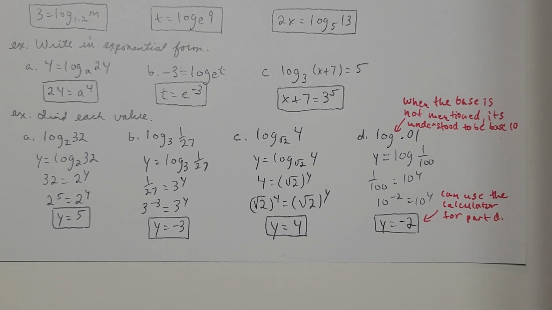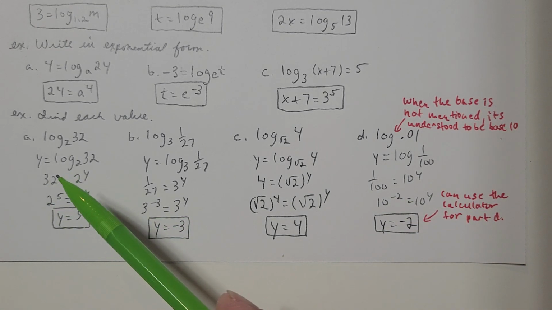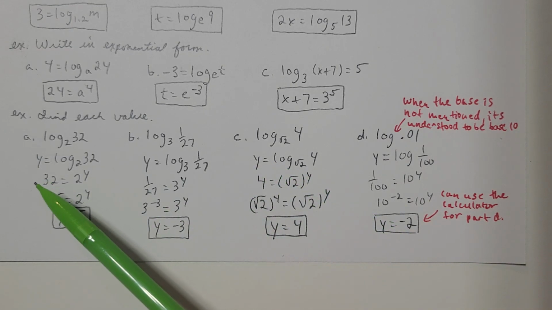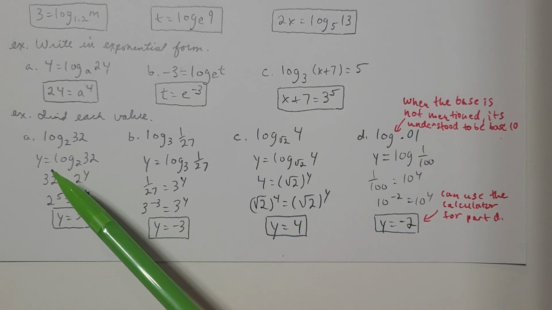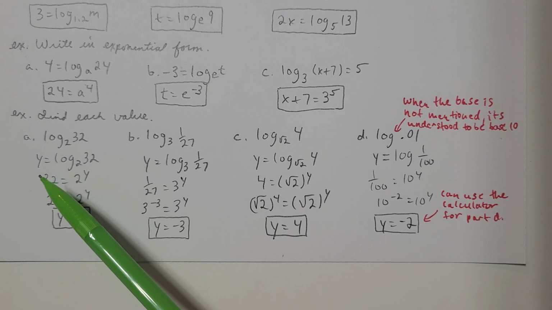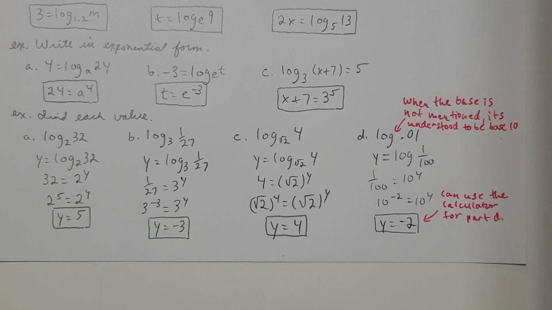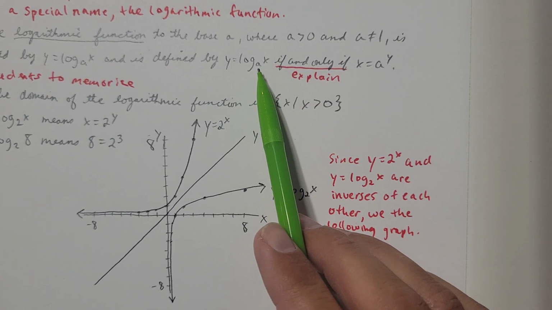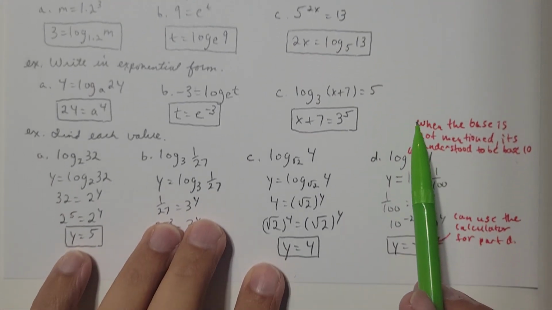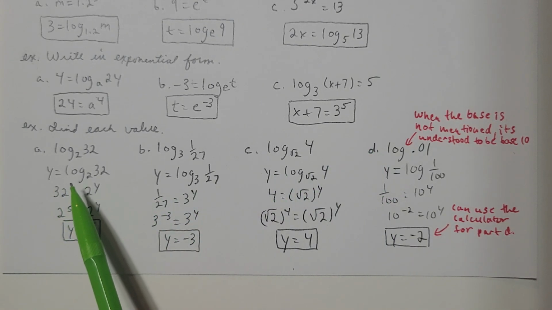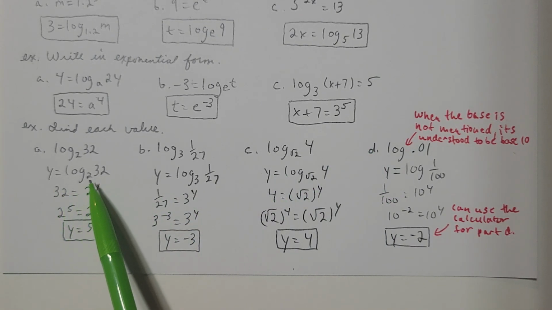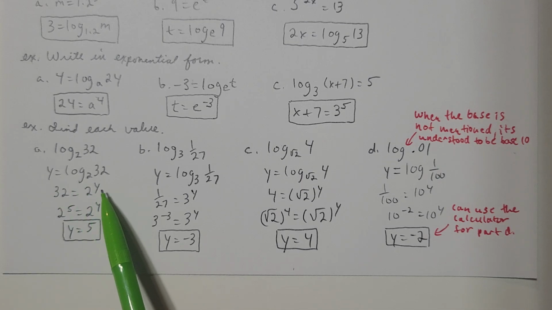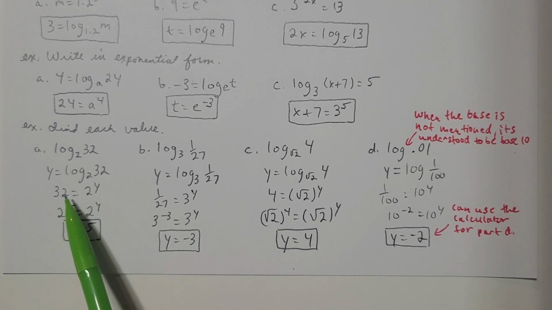So anyway, let's take a look at these problems. We're going to find values of logarithms. In part A, let's find the value of log base 2 of 32. I'm going to call that y, and if we find y, we're done. Let's use the definition of a logarithm: y equals log base a of x means x equals a to the y. So x is 32, a is 2, and 2 to the y equals 32. Now I'm in exponential form.